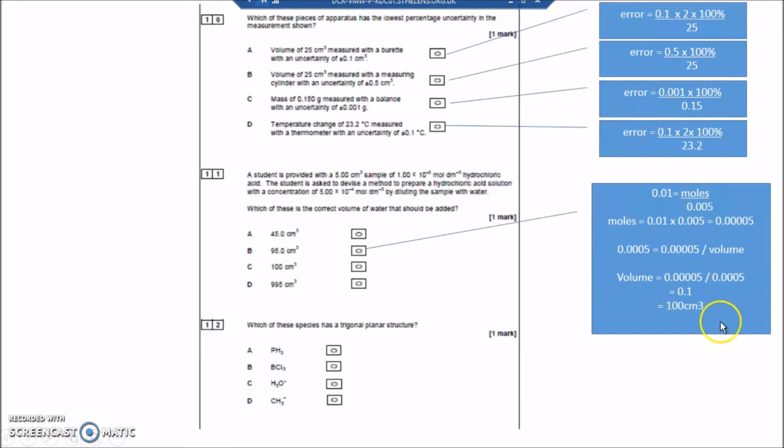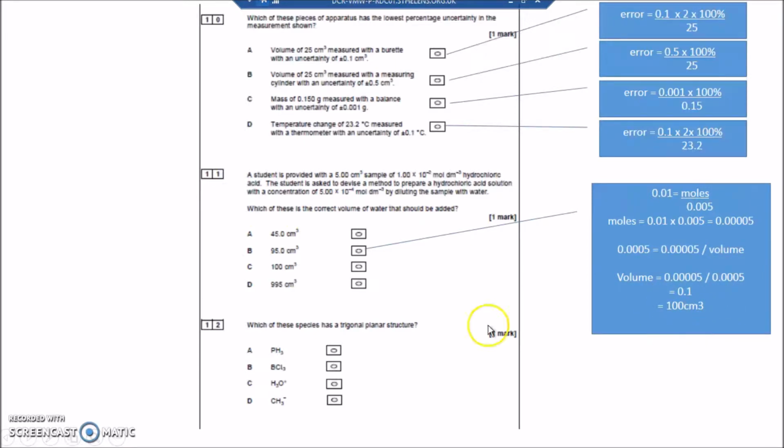Now that's in decimeter cubed. To get decimeter cubed down into a lower unit value of centimeter cubed, I multiply by 1,000, so 100 centimeter cubed. So I've got to get the volume to be 100 centimeter cubed. I've already got 5 centimeter cubed of solution. I've got to get the new volume to be 100 centimeter cubed. Therefore, I'm going to have to add a further 95 centimeter cubed. So they've put 100 centimeter cubed in there to try and fool you. It's 95 centimeter cubed because you've already got 5 centimeter cubed and you've got to make it up to 100 centimeter cubed.